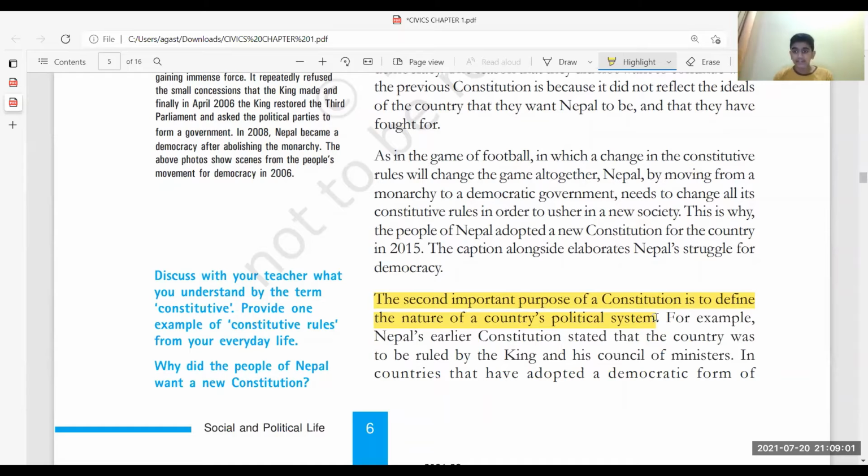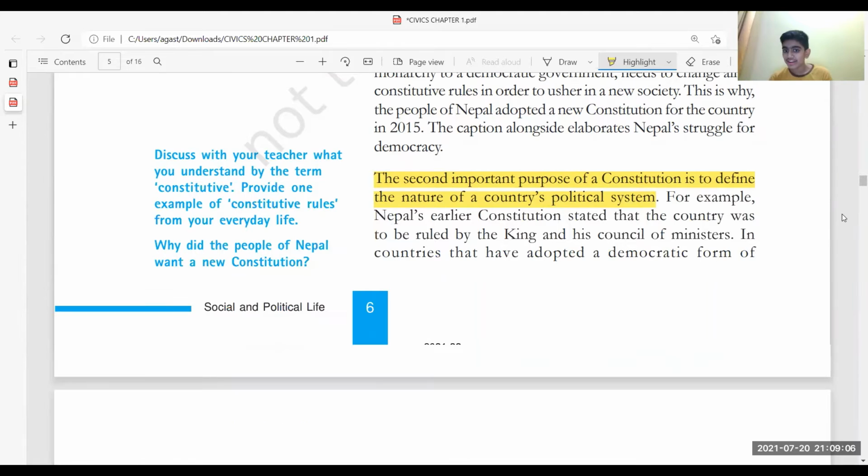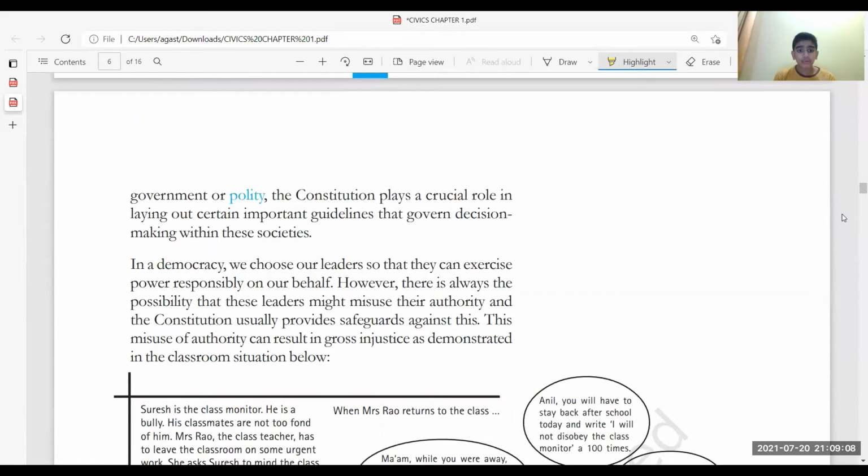So now let's get back to our next page. In a democracy, we choose our leaders so that they can exercise power responsibly on our behalf. It means simple, guys. Say I wanted to do something in society, I wanted to suggest something, but I can't always go and do that particular work, because I too have my other occupation. I might be a doctor. I'm busy a lot. I can't always be a leader.